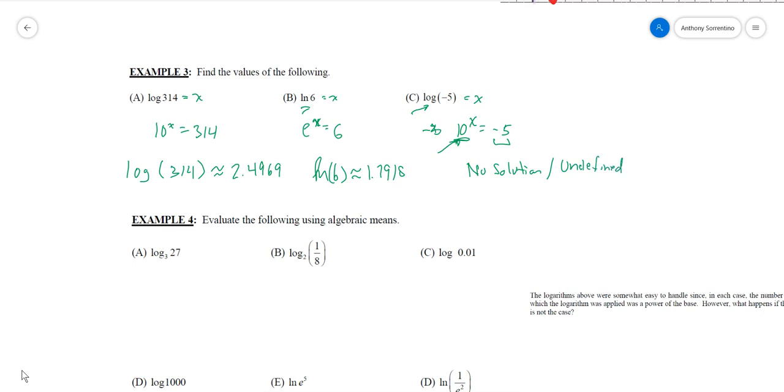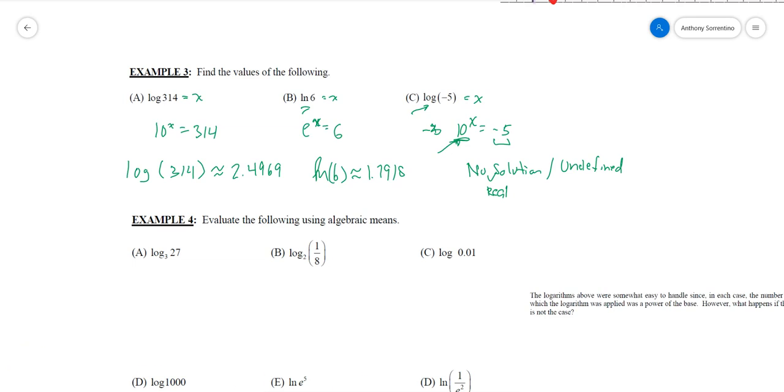Well, technically it should say no real solution. You can do logarithms of negatives. There are ways of dealing with that. That gets into complex number theory, which is something that is done quite a bit in the pre-calculus course, Math 200.